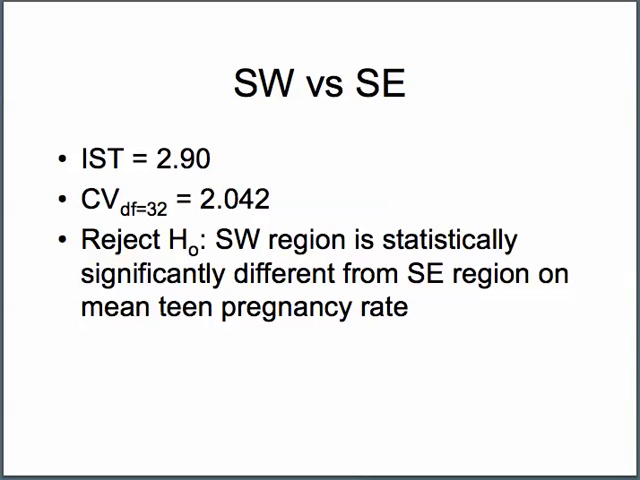The independent samples t-test calculated result is 2.90. The critical value for degrees of freedom equals 32 is 2.042. Since the calculated result is larger than the critical value, we make the decision to reject the null hypothesis. The Southwest region has a statistically significant higher mean teen pregnancy rate than does the Southeast region.